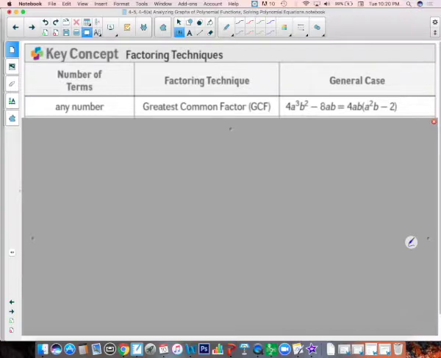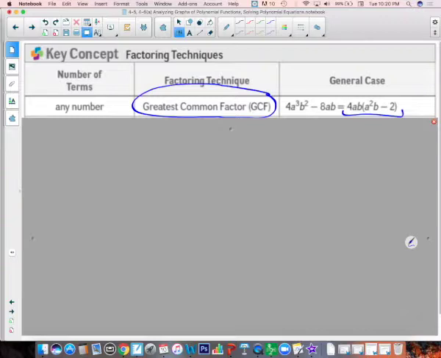Greatest common factor. Okay, these are just the factoring techniques. These are what I'm going to talk about. Greatest common factor, that means you're taking out a common number and taking out a common variable. And it's going to look something like that when you do greatest common factor, if that's all you can do.